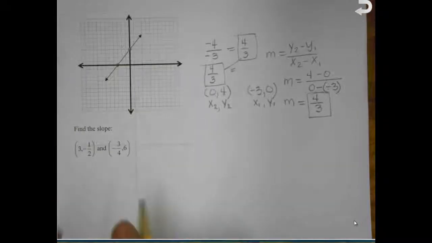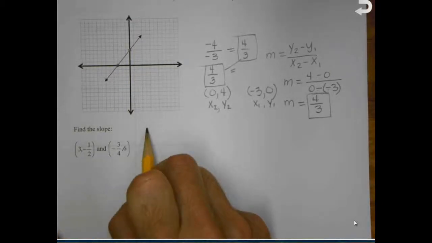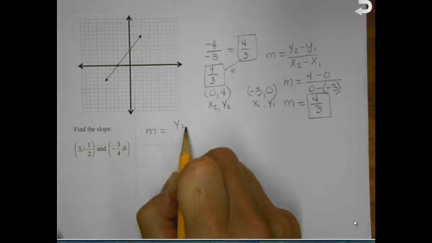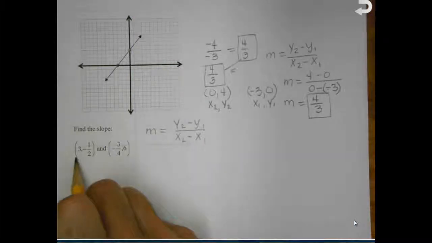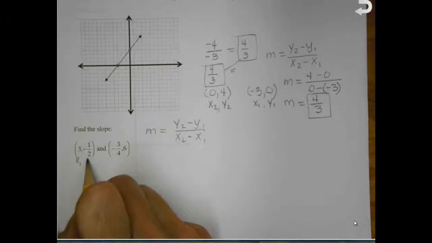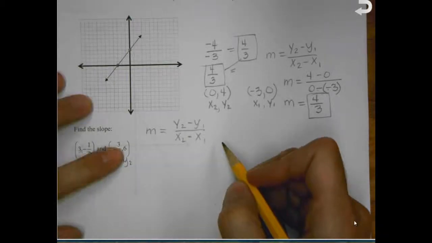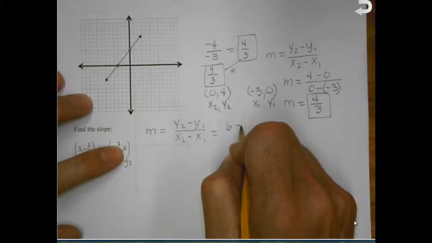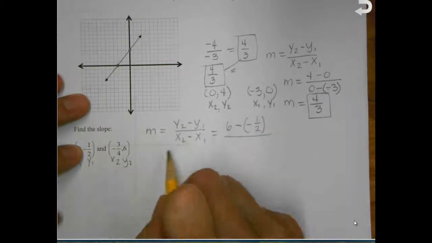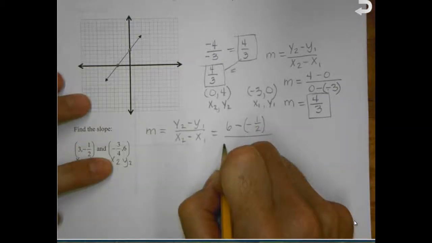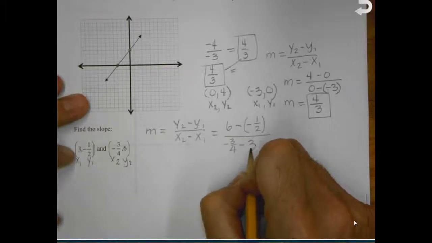And this problem has some fractions, so we'd like to see if it's any different. I still have my slope formula. And I'll use this for my x1, y1, x2, y2. So my y2 is going to be 6 minus my y1, -1/2, and my x2 is -3/4 minus a positive 3.